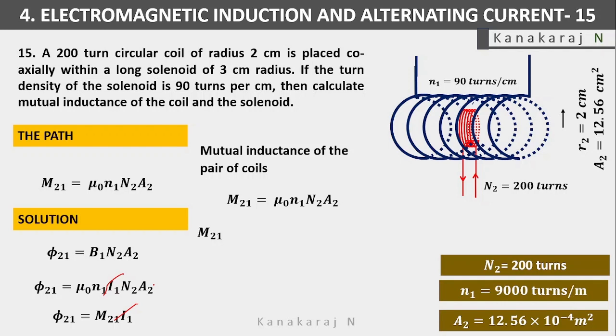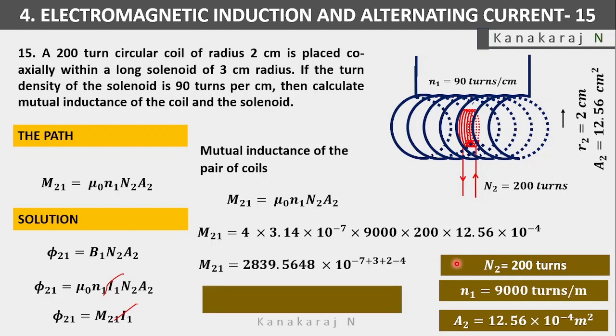Let us substitute the data. Mu naught, the permeability of the medium inside the solenoid, that is air medium, equals 4 times 3.14 into 10 power minus 7, and we know the value of N1. Small n1 is 9000, capital N2 is 200. We are substituting all this, and A2 is 12.56 into 10 power minus 4. With a simple linear multiplication, we can calculate this value very easily. M21 equals 2.84 millihenry.